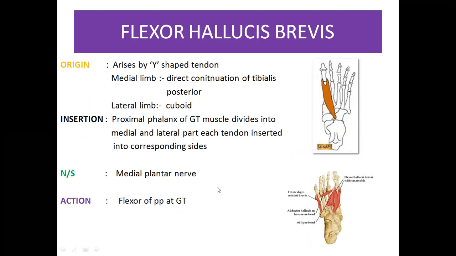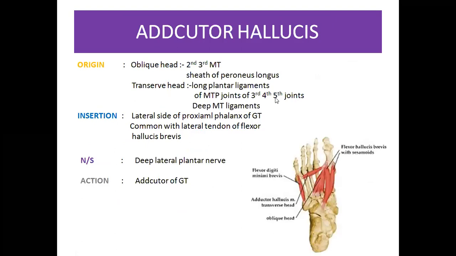Next muscle we have is adductor hallucis. So this adductor hallucis, it has two heads. It has one oblique head and then it has transverse head. Oblique head is coming from second and third metatarsal bones and also sheath of peroneus longus. Transverse head comes from long plantar ligaments at metatarsophalangeal joints and third, fourth, fifth joints and deep metatarsal ligaments.